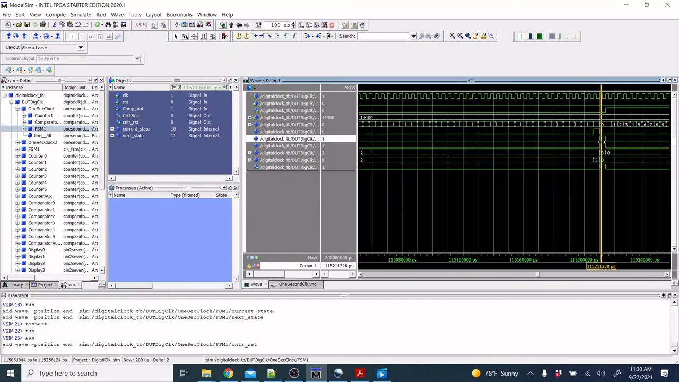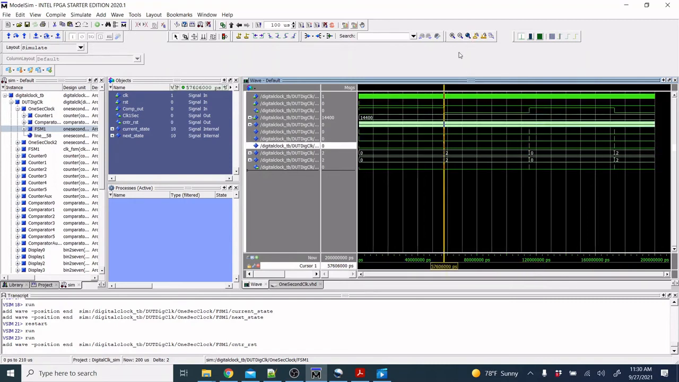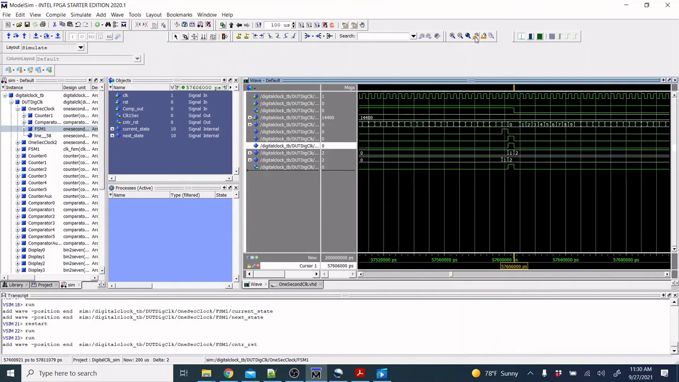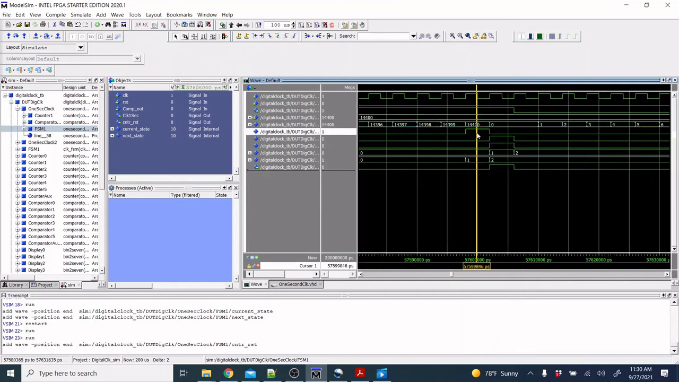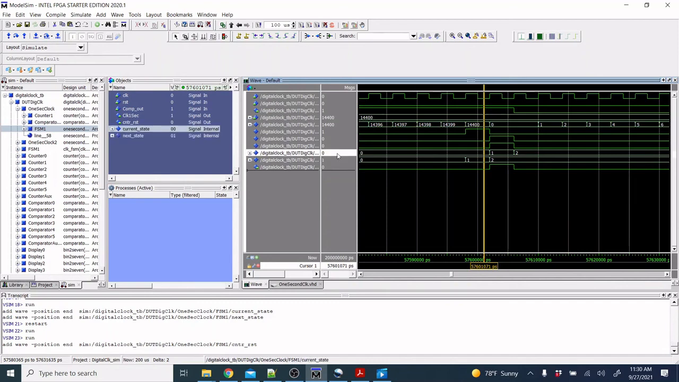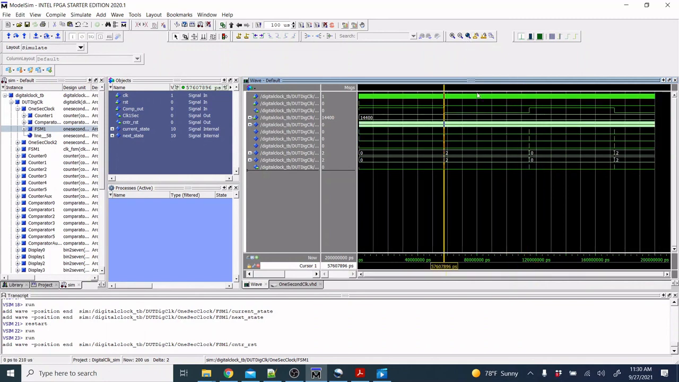It jumps from two to three, and same when the comparator output is one, it jumps from zero to one. So we have the one here, then it jumps to one at this point. This is the next state, and this is the current state. And it doesn't wait for any condition to jump to two. That's why it goes to one, and then the next clock cycle jumps automatically to two. So this is what you want to see in the behavior of your 1 second clock signal.